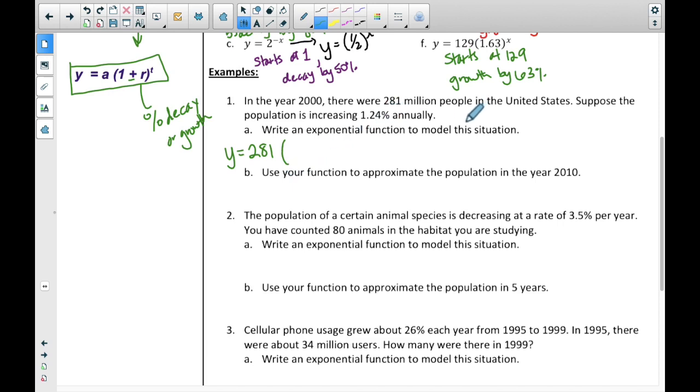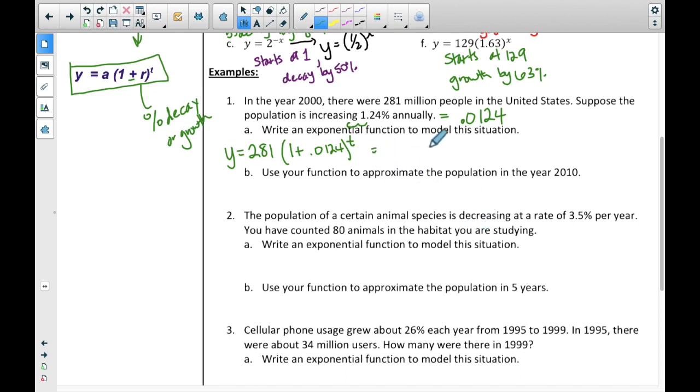It's increasing 1.24% annually. 1.24%, if I move that decimal over two places, is 0.0124. And so in my parentheses, I'm going to say it's growing, right? So I'm going to say 1 plus 0.0124 to the t power or to the x power. That letter stands for t, but it could be t, it could be x. That's going to be my formula.